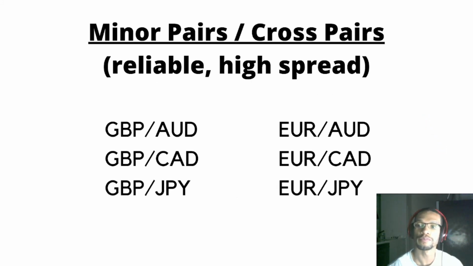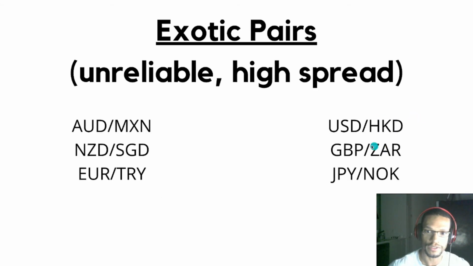And then you have the cross pairs or the minor pairs like the GBP/AUD, the EUR/JPY, etc. You can see a list of some of those right here. There are 70 or more Forex pairs altogether in the whole market, so you definitely want to focus on just a couple. Each pair moves differently, so you want to get to know them inside and out to have the best trading results.